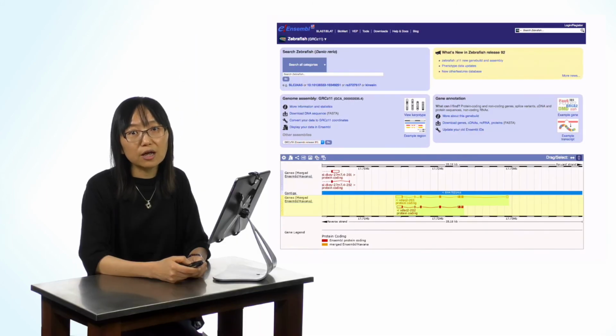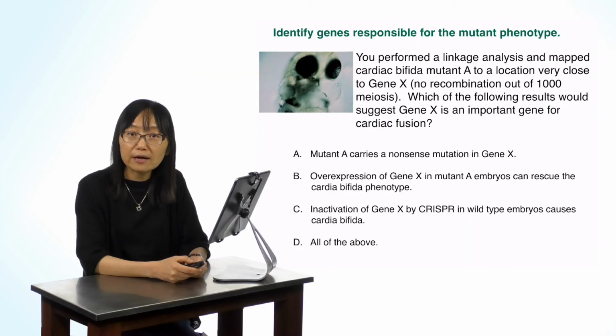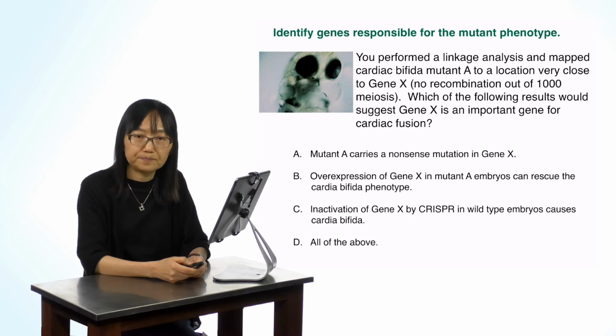Since the genome is sequenced, once you map the mutation, you can check the genomic region for candidate genes. Consider this situation. From linkage analysis, you found that gene X is tightly linked to the cardia bifida mutant A. Which of the following will convince you that cardia bifida is caused by the mutation in gene X?